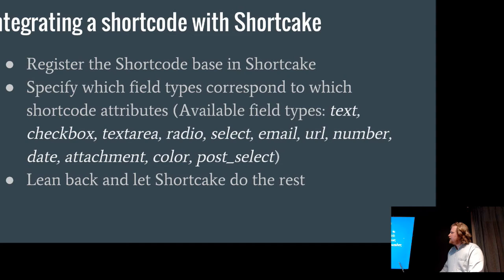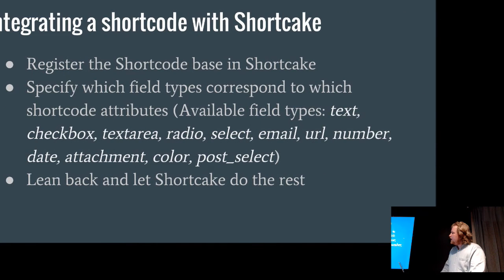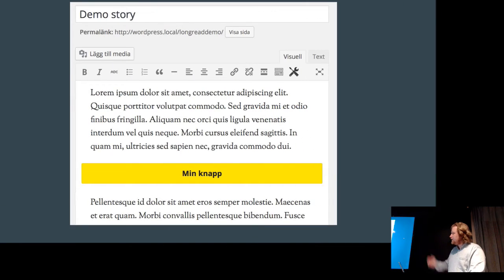So all we have to do is register the button shortcode and tell Shortcake that there is a shortcode called button, and it has these shortcode parameters. Then you just attribute different field types to different shortcode attributes. For example, in our shortcode we had a button text and a button URL. So you might tell it that those are two text fields that should have a user interface in Shortcake. And then just a few rows of code, and you end up with something that looks like this.